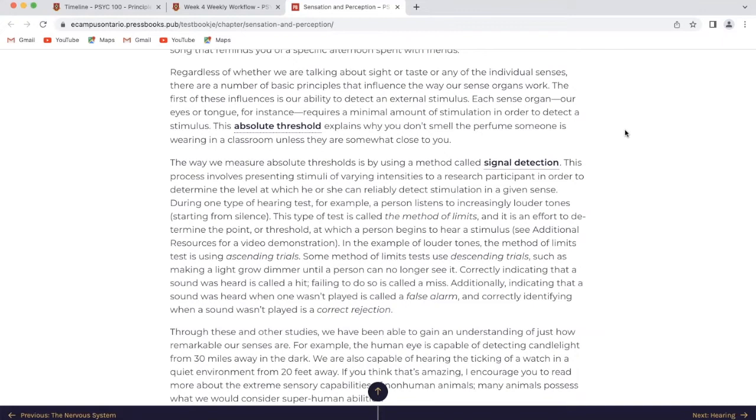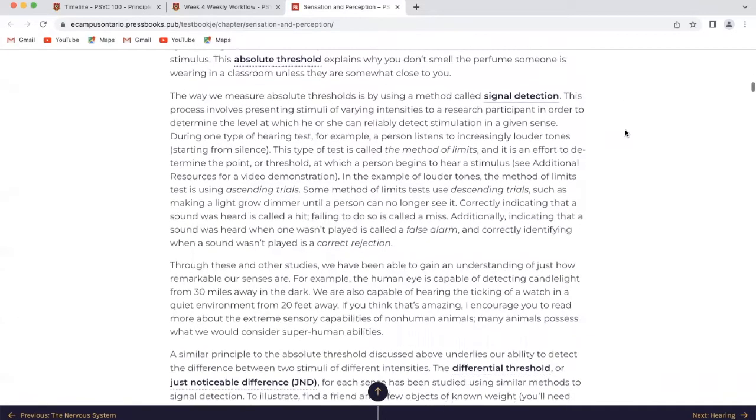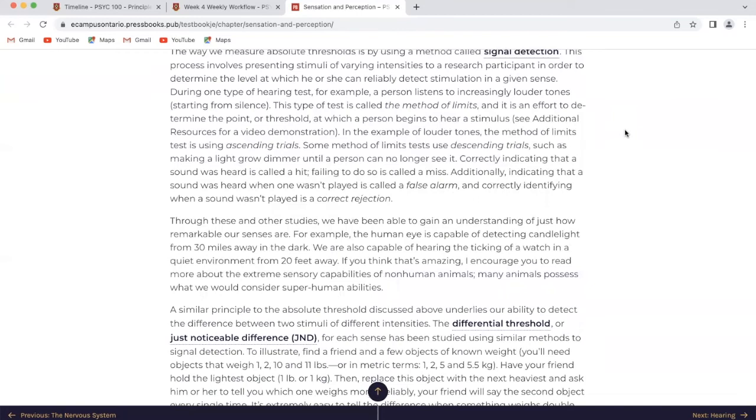The way we measure absolute threshold is by using a method called signal detection. This process involves presenting stimuli of varying intensities to a research participant in order to determine the level at which he or she can reliably detect stimulation in a given sense. During one type of hearing test, for example, a person listens to increasingly louder tones starting from silence. This type of test is called the method of limits, and it is an effort to determine the point or threshold at which a person begins to hear a stimulus.